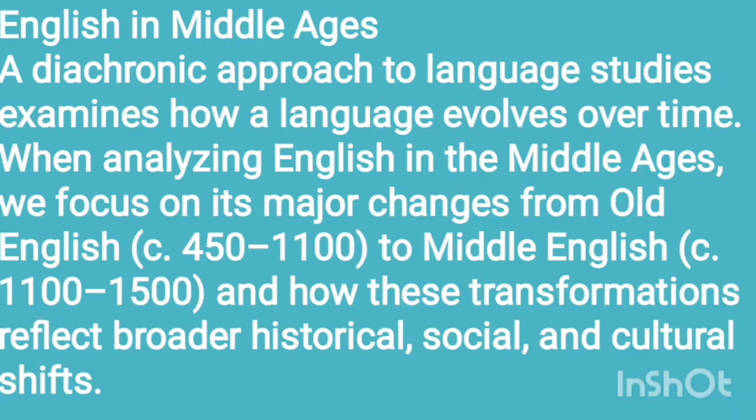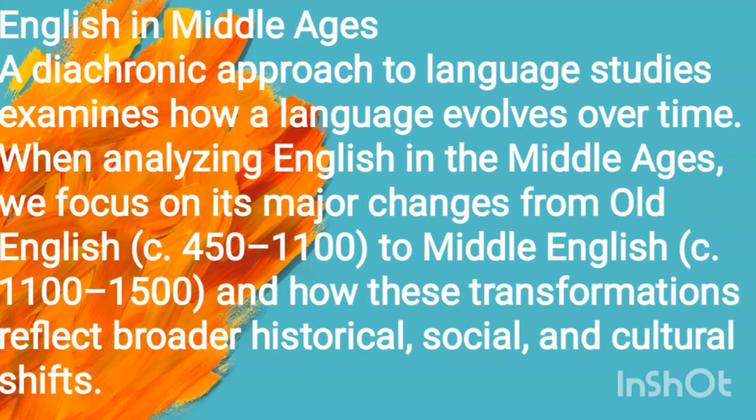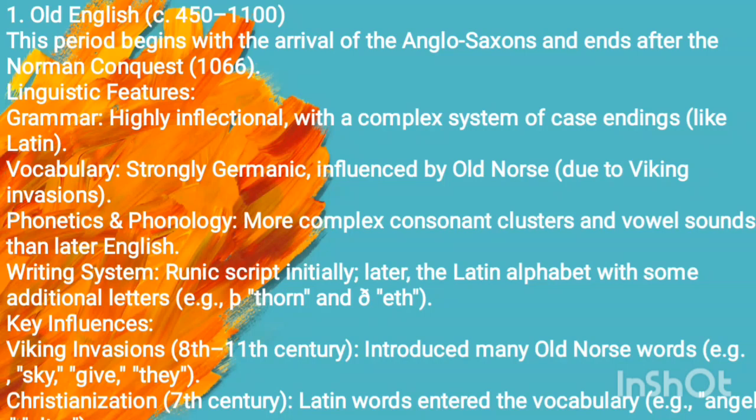Diachronic approaches to language studies look at how a language evolves over time. When studying English in the Middle Ages, we focus on how it transitioned from Old English to Middle English and how this change was influenced by historical events, cultural shifts and external languages. First, we will see Old English. It runs from 450 to 1100.